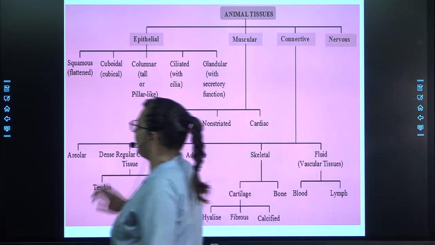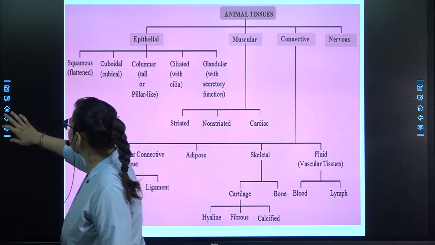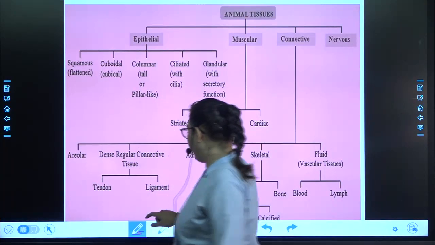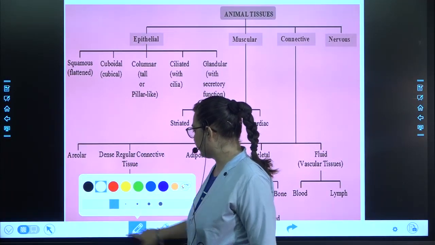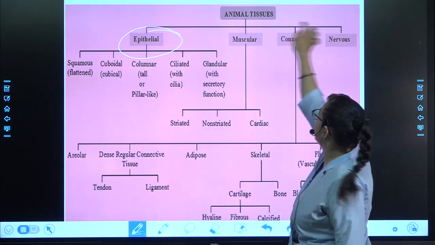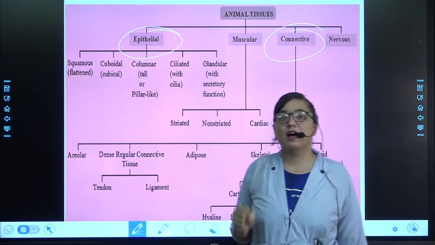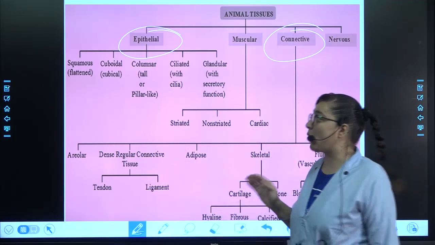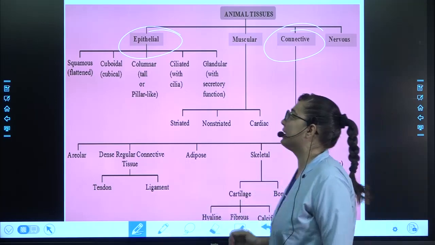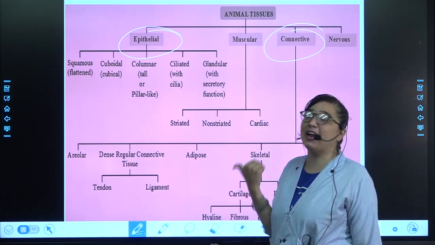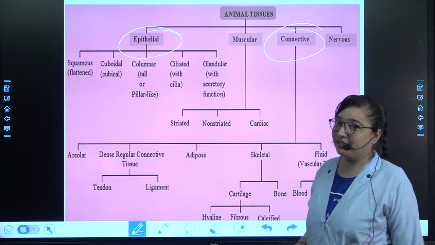Coming to the epithelial tissue, it is divided, as well as connective tissue, how many subtypes? 5. Okay, which are those 5 subtypes? Squamous epithelial, cuboidal epithelial, columnar epithelial, ciliated epithelial and glandular epithelial tissue.